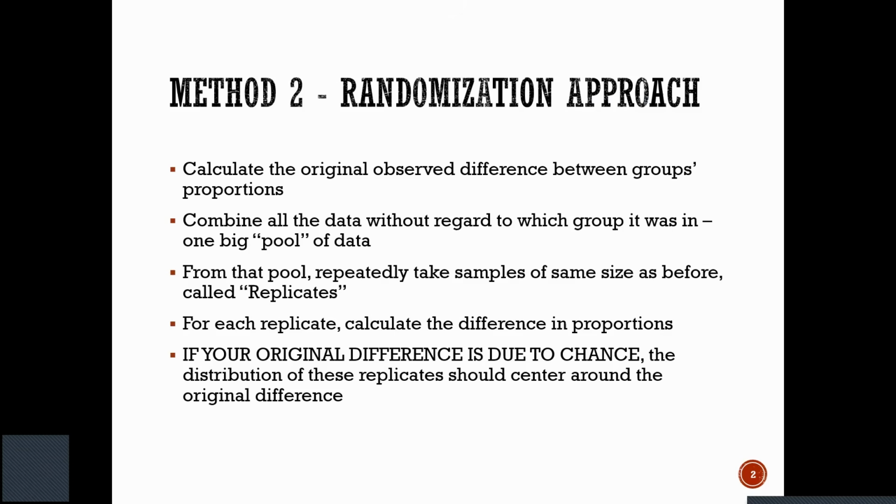So what we're going to do is take samples of the same size, so 180 and 220, as before, and these are called replicates. And we're going to see what the proportion of injuries is in each of these sample groups in a replicate. For each one of the replicates, we're going to calculate the difference in proportions. Okay. So the idea is that if your original difference is due to chance, the distribution of these replicates should center around the original difference.